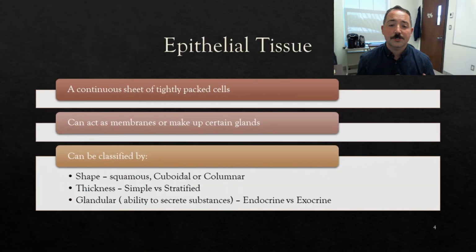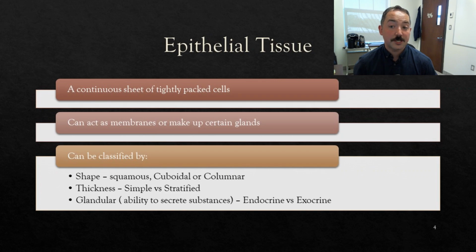So in this video, we'll start with epithelial tissue. Think of these tissues as tightly packed cells, and depending on the shape and arrangement, can do all different things. Remember form and function from our last series. So we can classify epithelial tissues by a combination of shape, thickness, or arrangement, and if they can secrete a substance. First, in terms of shape, we have flat cells called squamous cells.